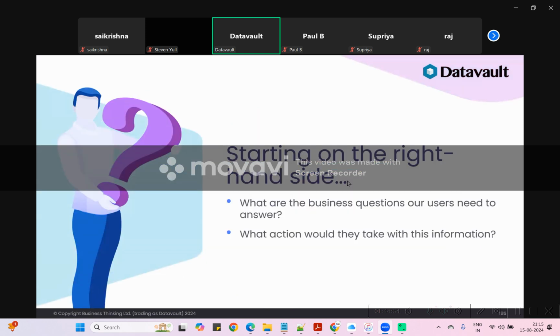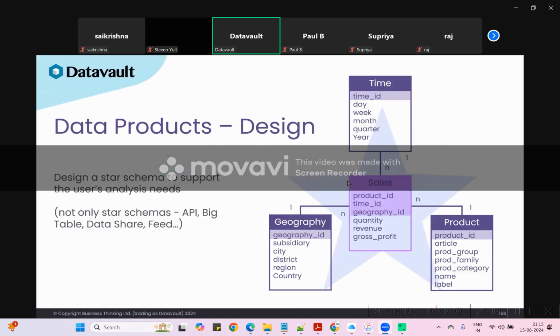So if we start on the right-hand side, we'll be out asking the users, what are your business questions you need to ask here? And from that, we can work out the business rules that are needed to support those questions and the source data that we need to be in there so we can be sure that we're going out to get it. So our user might say, I need a star schema. Okay, fine. Here's a star schema. We need to have time, geography, product, and sales in there.